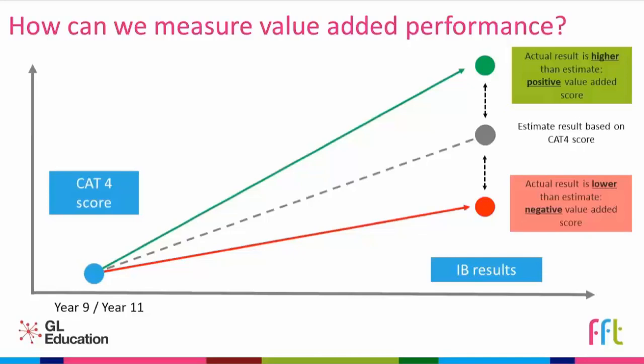But there'll be other students that achieve higher results, so we can say they have a positive value-added score. There'll be some students that, starting at the same point, achieve a result that's lower than their estimate, and we would say they have a negative value-added score.